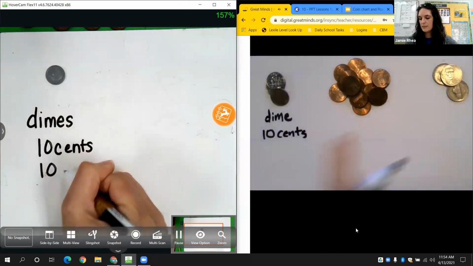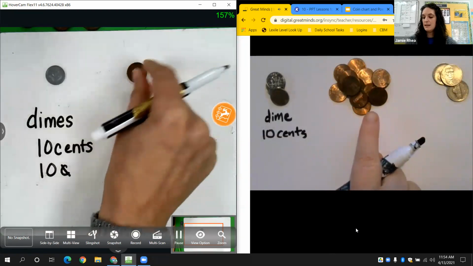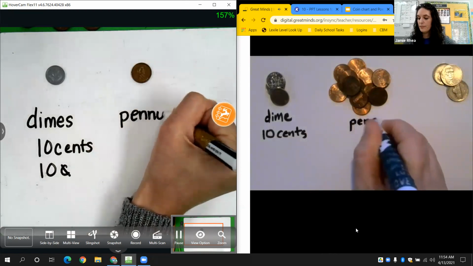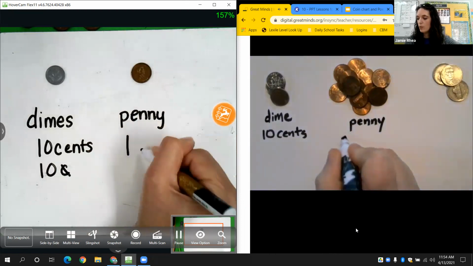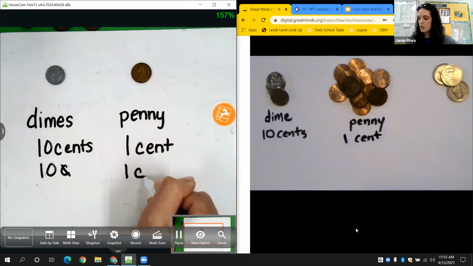Sometimes we write it like this. What are these called? We have pennies. Let's write penny. And a penny is worth 1 cent. Again, you can write it like this too.